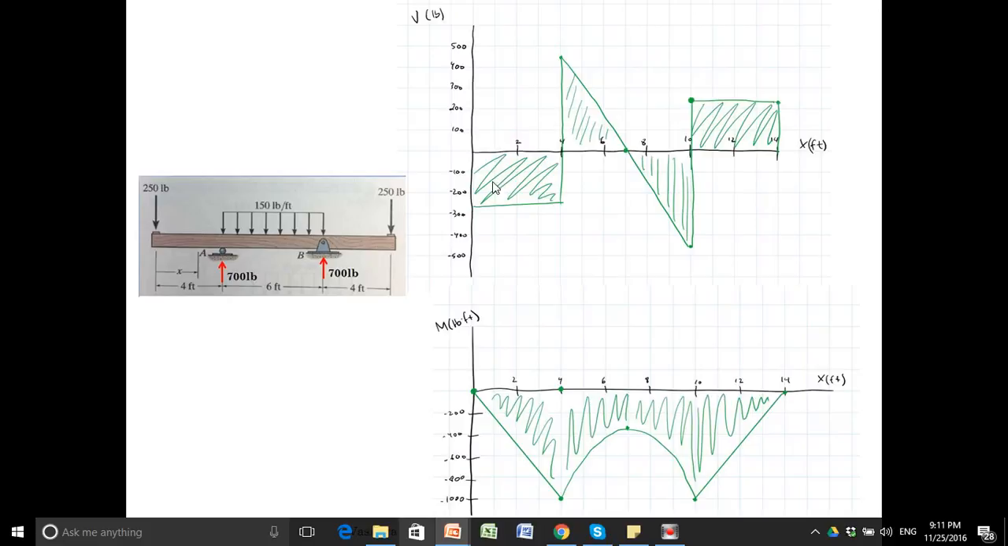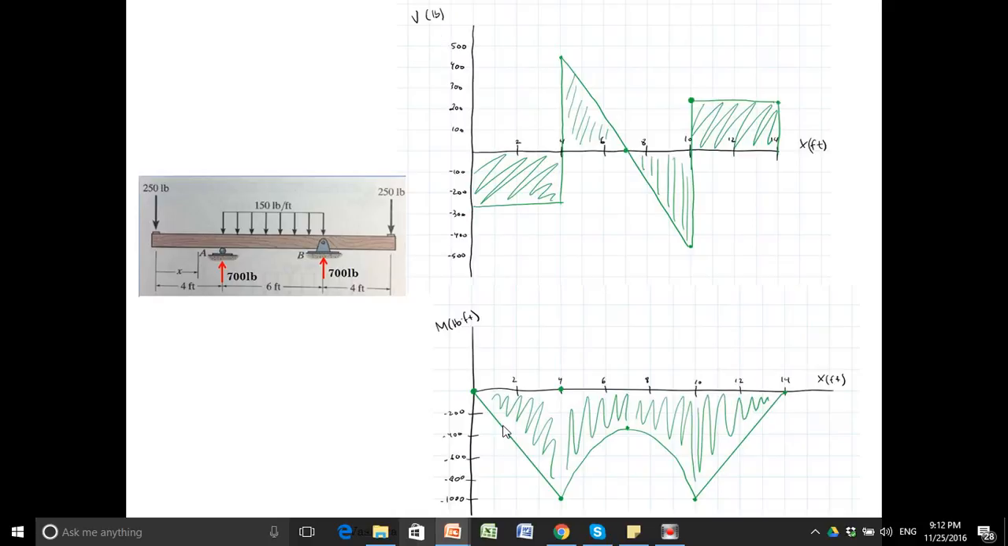So this is what our final answer looks like, and let's run through it real quick. From 0 to 4, we have only one force being applied, so that means that our shear curve is going to be constant. But then from 4 to 10, we have a distributed load. Whenever we have a distributed load, which is constantly being applied for every foot, then our shear is linear. And then in the end, we have no force being applied until the very end, so our shear is constant.